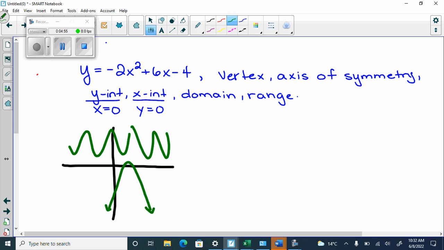No, it's not. All right, so what we need to... You probably put +4 or something. Negative 2x squared plus 6x minus 4. Found the problem. All right, good talk.